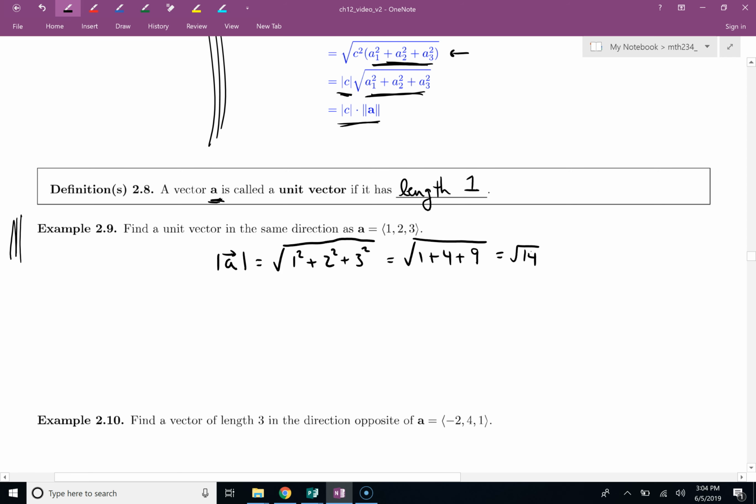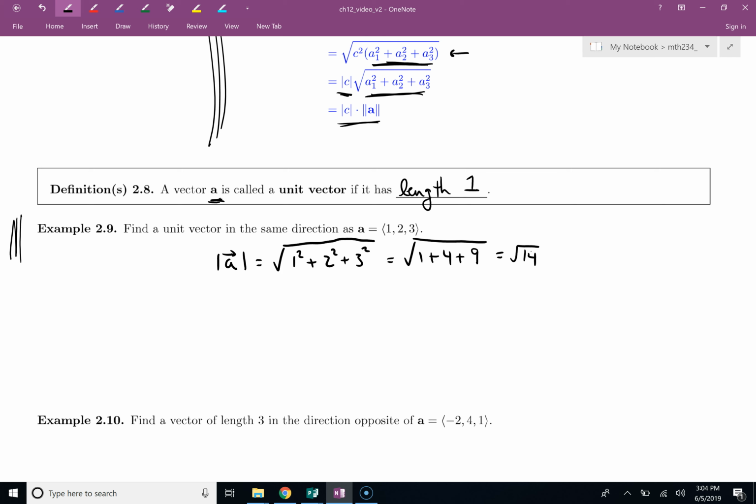Now we want to use this calculation to our advantage. We want to scale our vector so that it has the correct length. Scalar multiplication doesn't really change the direction of the vector so much. Maybe we could make it go in the opposite direction if we scaled it by a negative number, but for the most part it's going to be going in the same direction, and we can use this to modify the length.